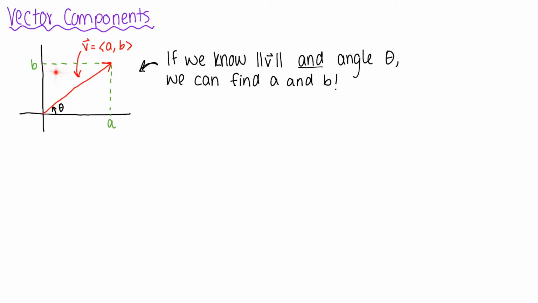Sorry, A is this distance, B is this distance. And we can do that. So let me just draw a triangle real quick. We know that this side length is magnitude V. We know this distance is A, this distance is B, and we know this angle is theta.